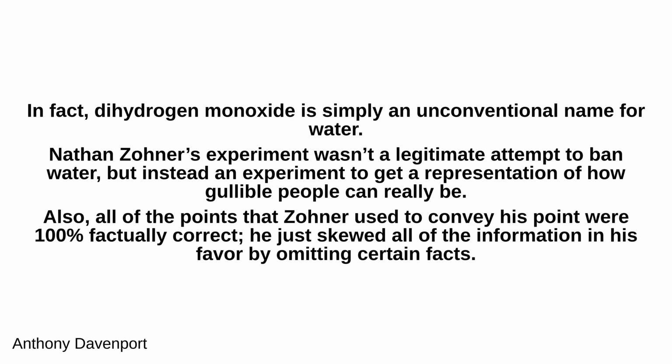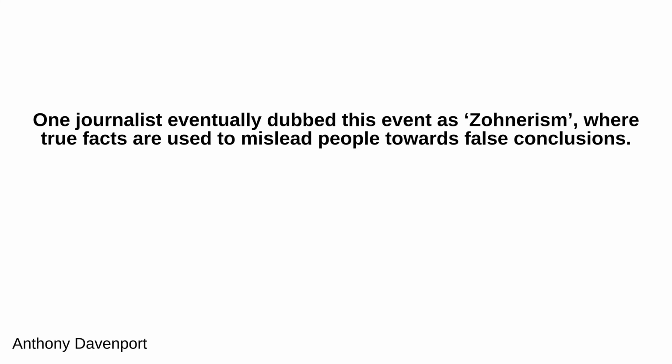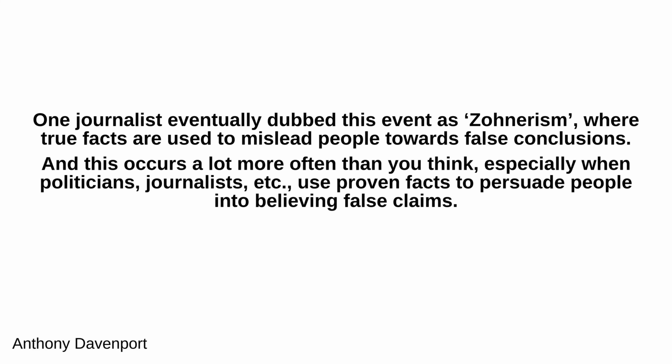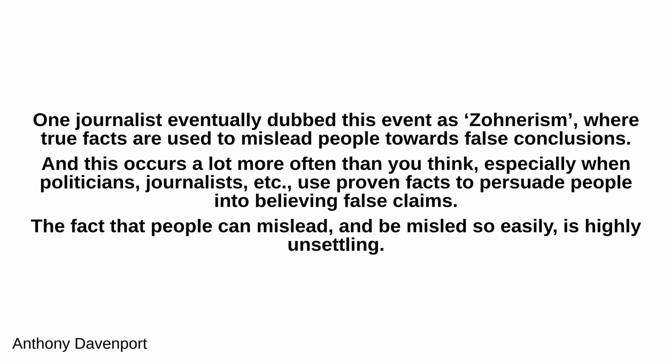Also, all of the points that Zoner used to convey his point were 100% factually correct. He just skewed all of the information in his favor by omitting certain facts. One journalist eventually dubbed this event as Zonerism, where true facts are used to mislead people towards false conclusions. And this occurs a lot more often than you think, especially when politicians, journalists, etc., use proven facts to persuade people into believing false claims. The fact that people can mislead, and be misled so easily, is highly unsettling.